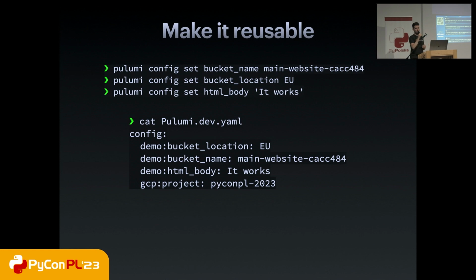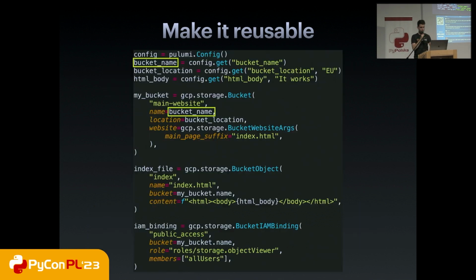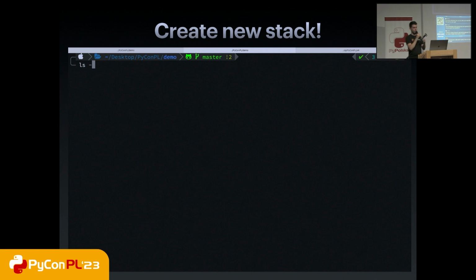As you can imagine, it's going to add all those values to this YAML file, but instead of using the GCP namespace prefix, it's going to use the demo prefix. And the demo comes from the project name. How can we access that from the Python code? We have to initialize the pulumi.config, and then we can fetch all these values. Once we have it, we can remove the old hard-coded references and use variables in each place where we need them.